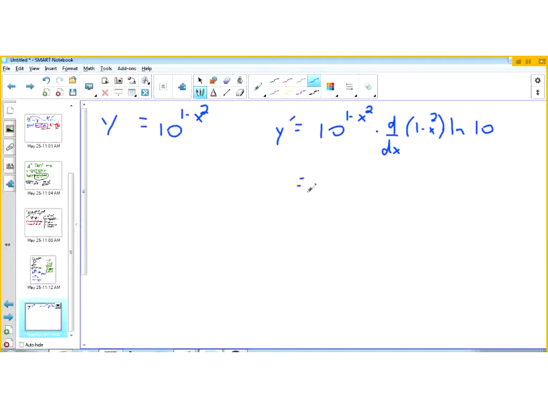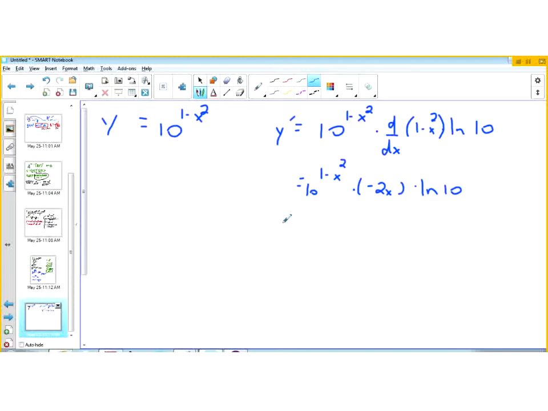Okay, so now we coalesce all of these terms. So this would be 10 raised to the power of 1 minus x squared times a negative 2x times the natural log of 10. Right, and so, yeah, so you can leave the answer like that.